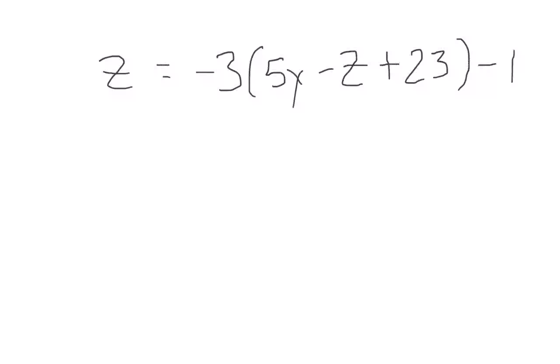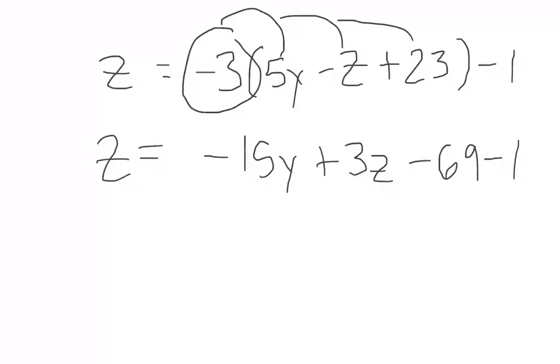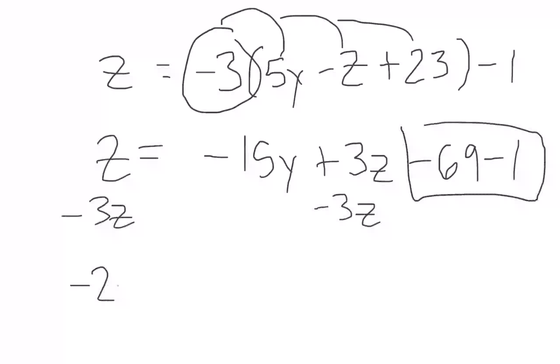So that bottom equation was z equals negative 3 times 5y minus z plus 23 minus 1. So again, to simplify this, I'm going to distribute that negative 3, which will give me negative 15y plus 3z minus 69 minus 1. So again, we can start trying to combine like terms. I can minus the 3z over, and I can combine this back here. So I'll have negative 2z equals negative 15y minus 7.